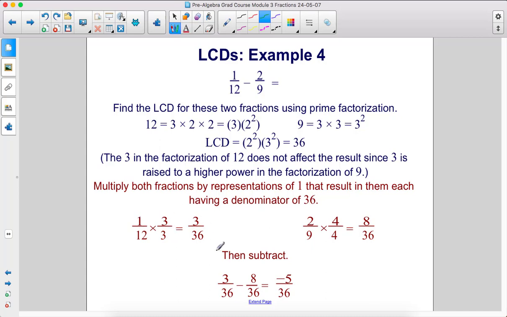1 times 3 is 3, 12 times 3 is 36. So 3 over 36 is equivalent to 1 over 12. Over here, to get 36, we need to multiply 9 by 4. So we have 4 over 4. 2 times 4 is 8, 9 times 4 is 36. Finally, we have our two fractions rewritten as fractions over 36. Therefore, we now subtract the numerators. 3 minus 8 is negative 5. Therefore, our answer is negative 5 over 36.